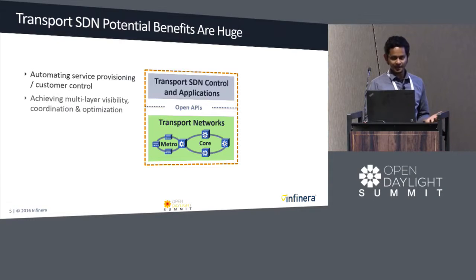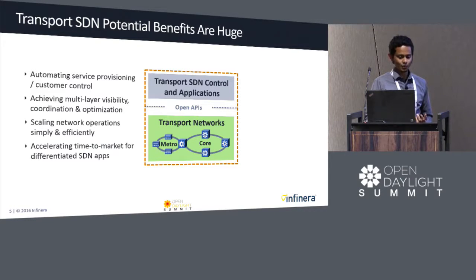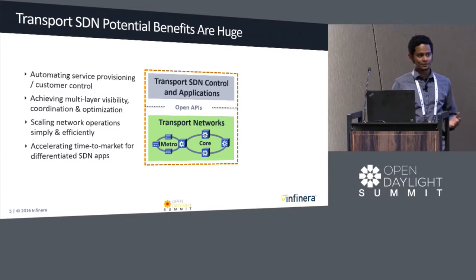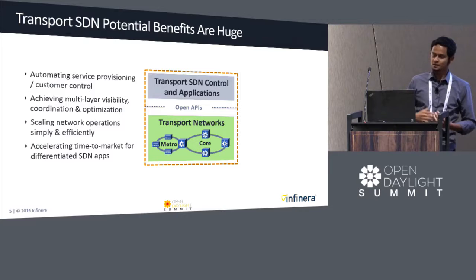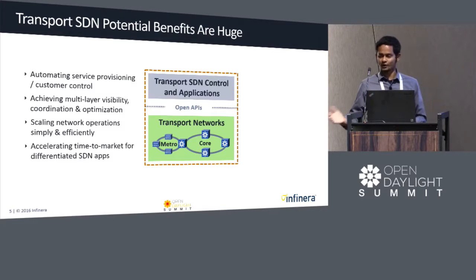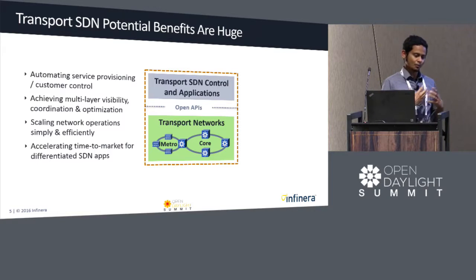So the benefits are kind of the same. With what you would get out of SDN, you would get agility, you would get more visibility into the networks. You would also be able to get faster time to market for all your applications and use cases. So the SDN value props are still the same for transport networks, but the exact APIs and how you would model your network and things like that are slightly different.